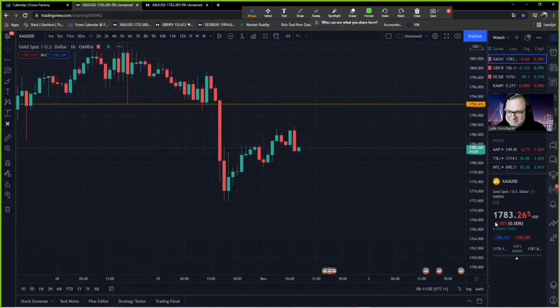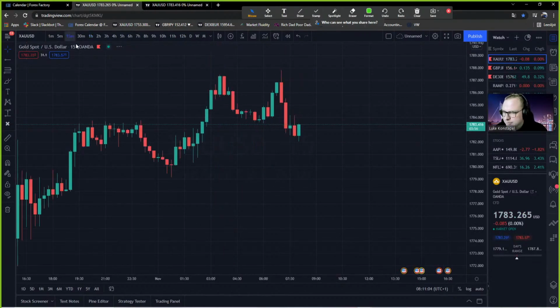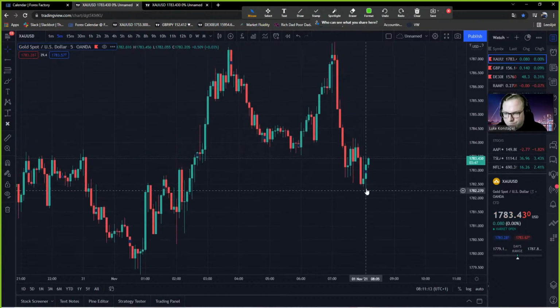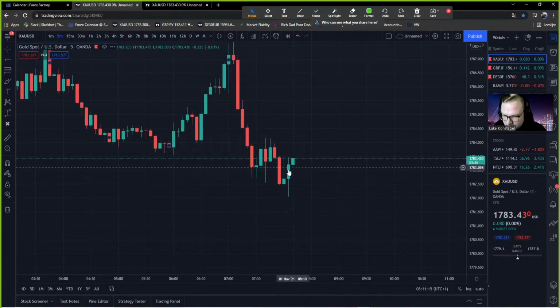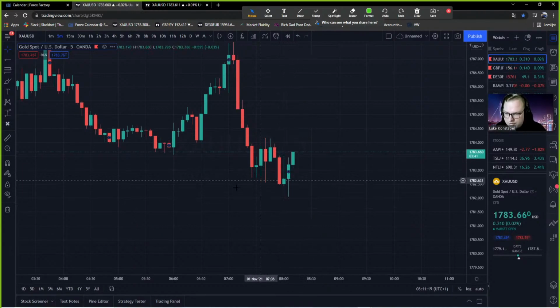So, yeah, we might have a pullback towards this level over here. Maybe on the 15-minute time frame, a little higher, 84, and continue down. Look at the 5-minute time frame. This candle is a little dodgy. Well, we had rejection to the upside, we're now rejecting to the downside.